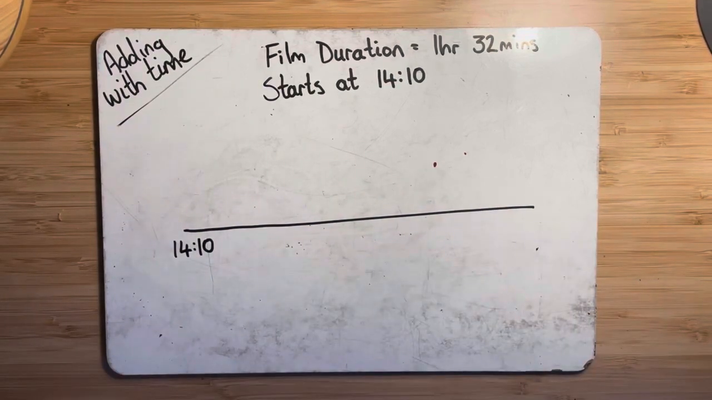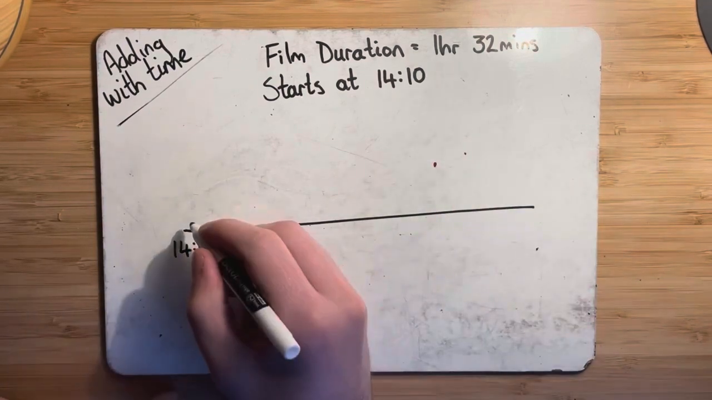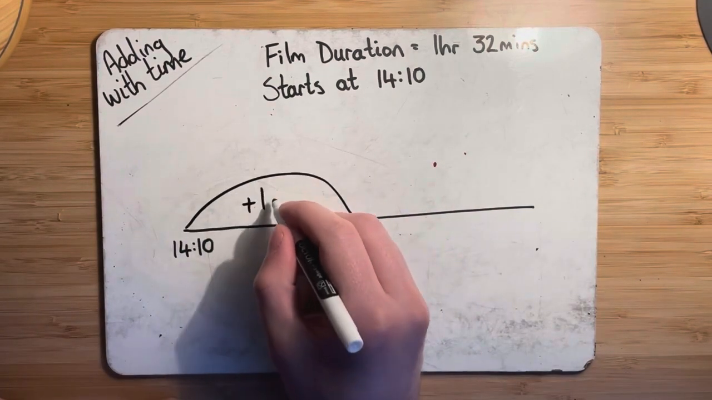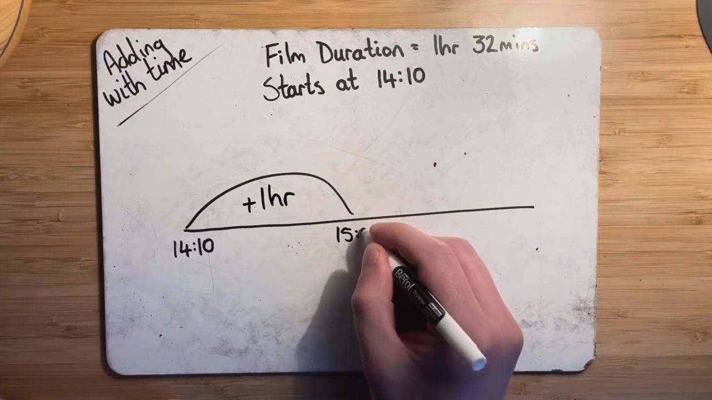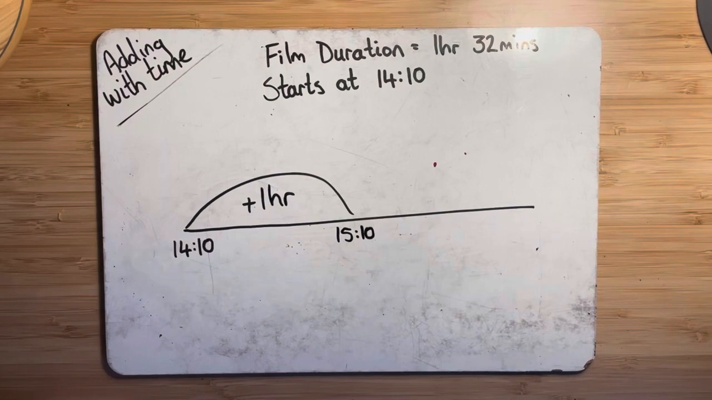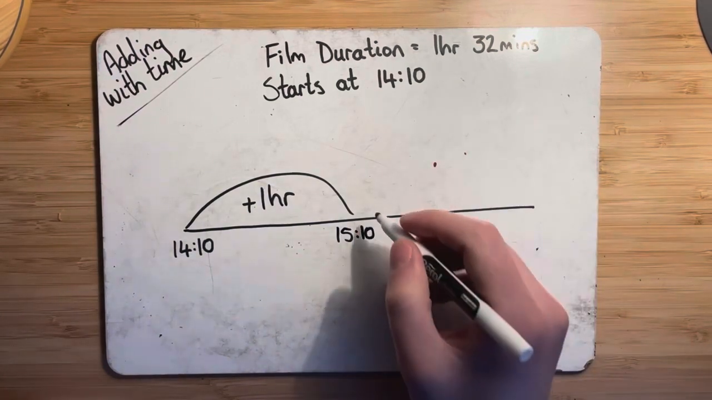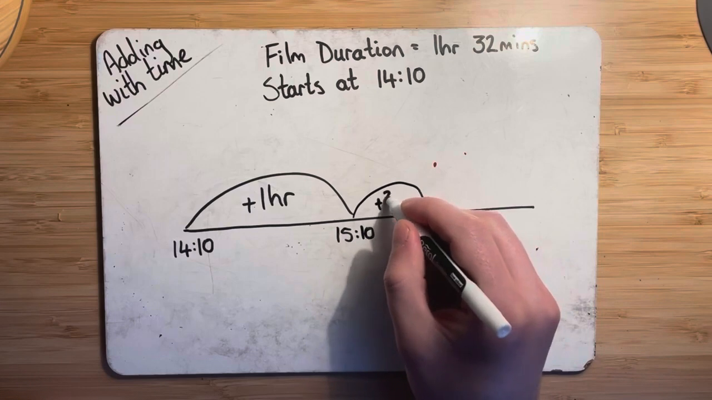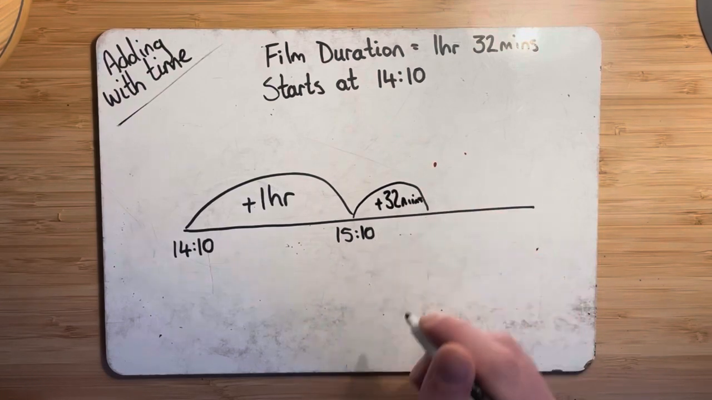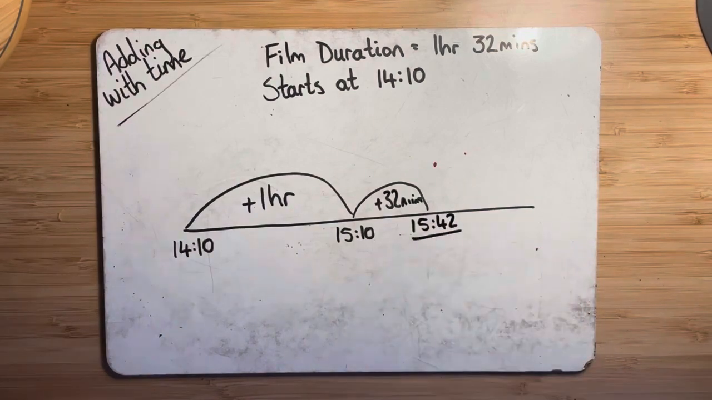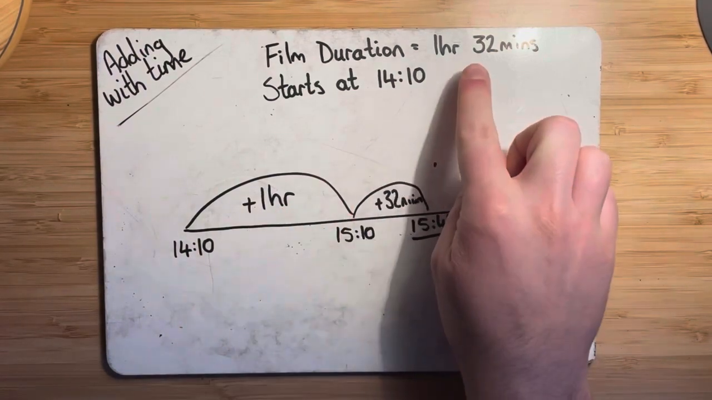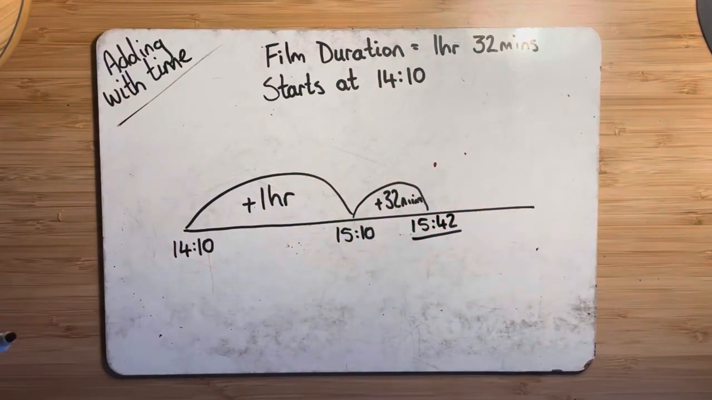The first thing that we could do then is add one big chunk of the hour on first. So plus 1 hour, and that would take us up to 15:10 or 3:10 PM. Next I can add my 32 minutes on, and this should be quite an easy one. And that would take me up to 15:42. Okay, so I've added my 1 hour on in one chunk, and I've added my 32 minutes on in another chunk, and that takes me up to 15:42. So that's the end time of the film, that's when it would finish.